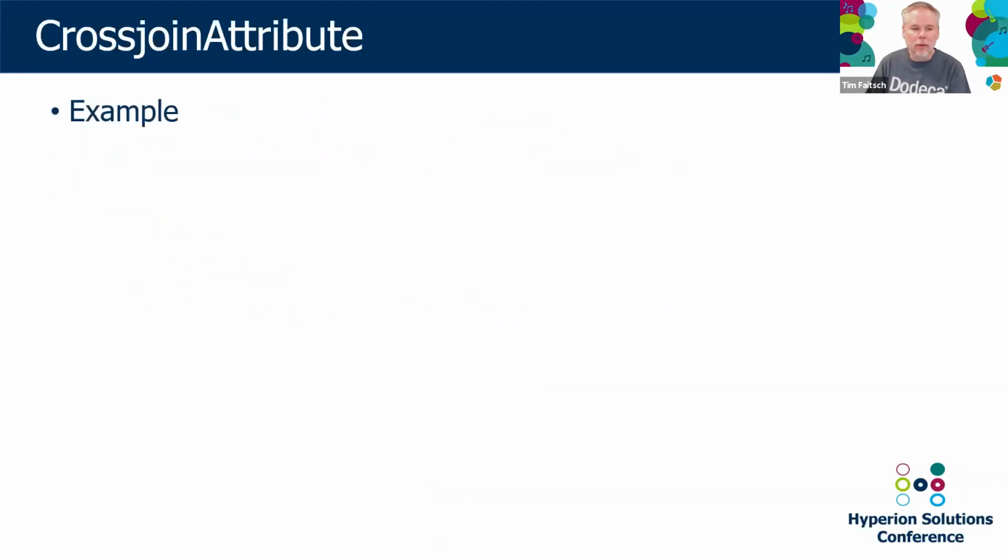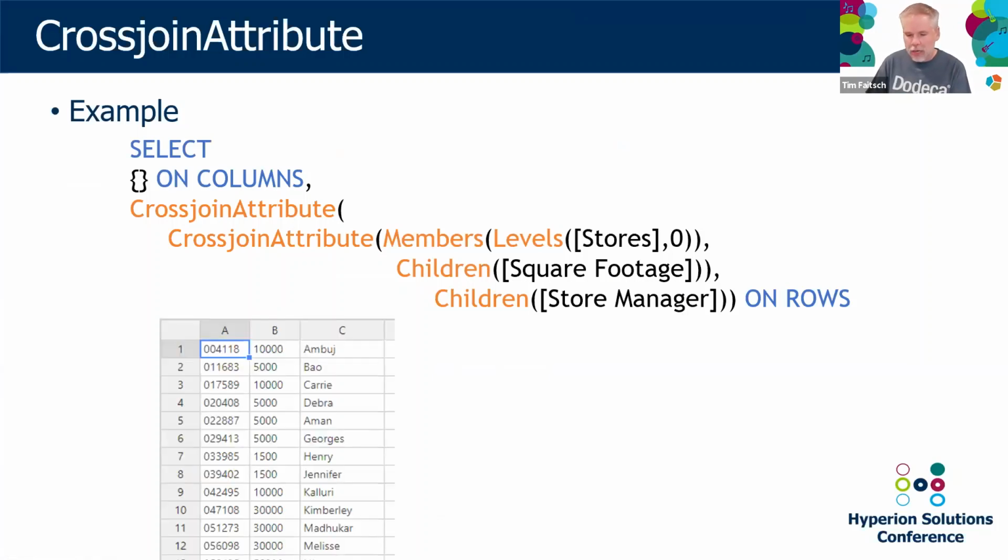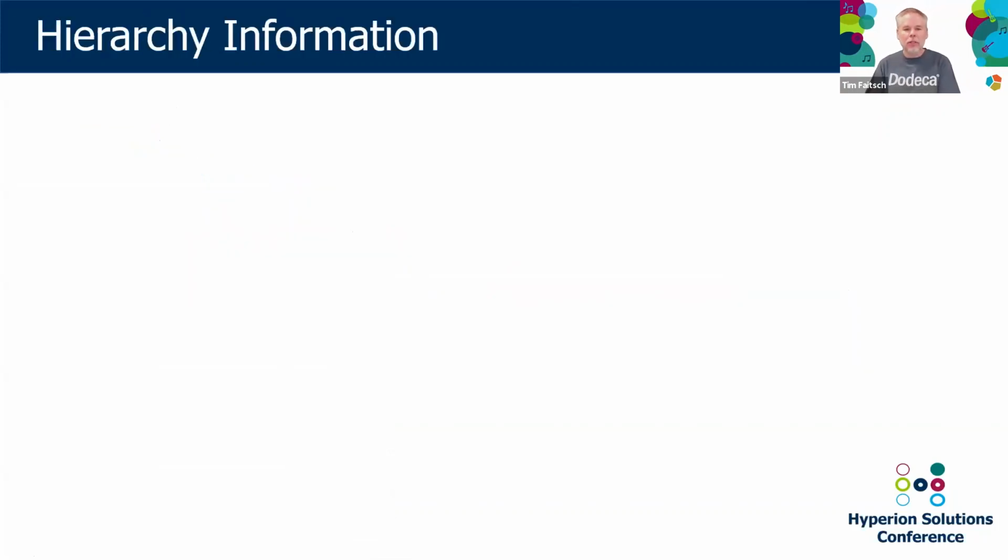Another example here. I can nest these too. So I talked about nesting cross joins. You can nest cross join attributes. So now I don't want just my square footage. I also want the store manager. So I'm able to pull out this information. Very flexible, very powerful. Now I've got my concise list of stores, square footage, store manager. The list could go on. We could build this out and you could pull back whatever metadata you want.